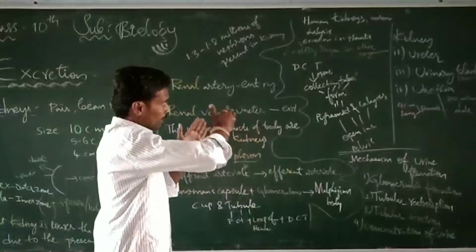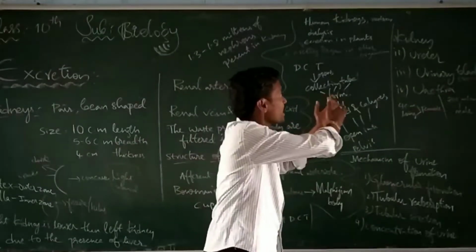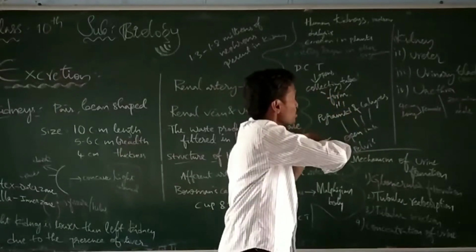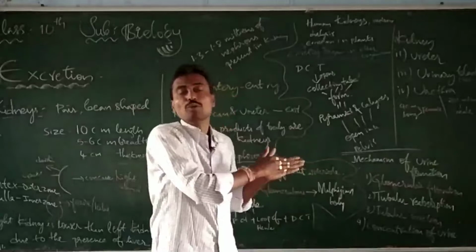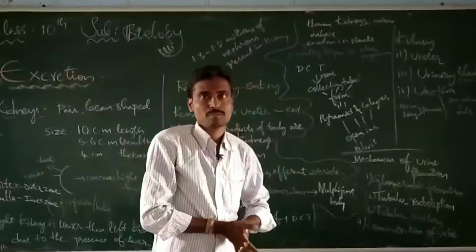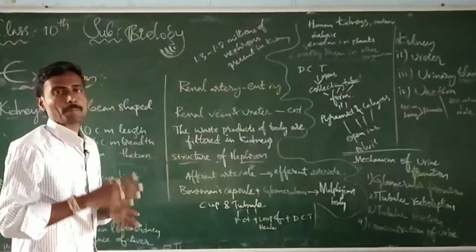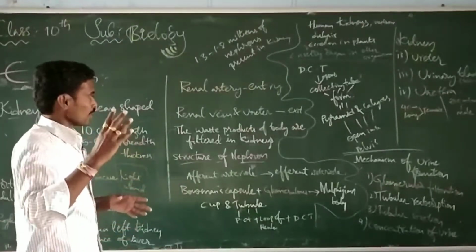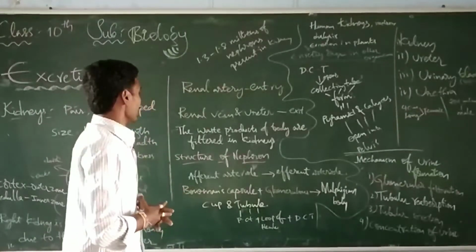So in such a way, the filtered urine is passed from the kidneys to the ureter, from the ureter to the urinary bladder, and from the urinary bladder to the urethra and comes out, which is called micturition. Yes, this is about the process of blood filtration and excretion in human beings.